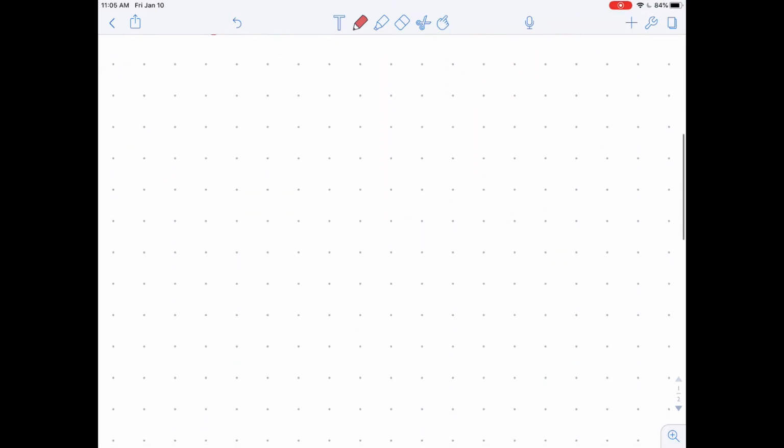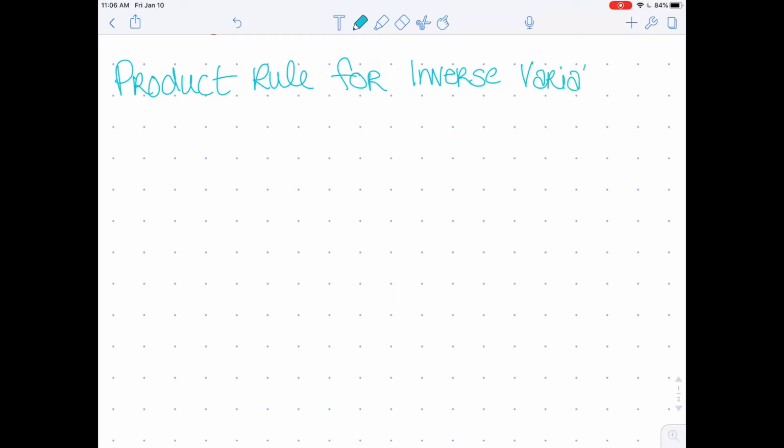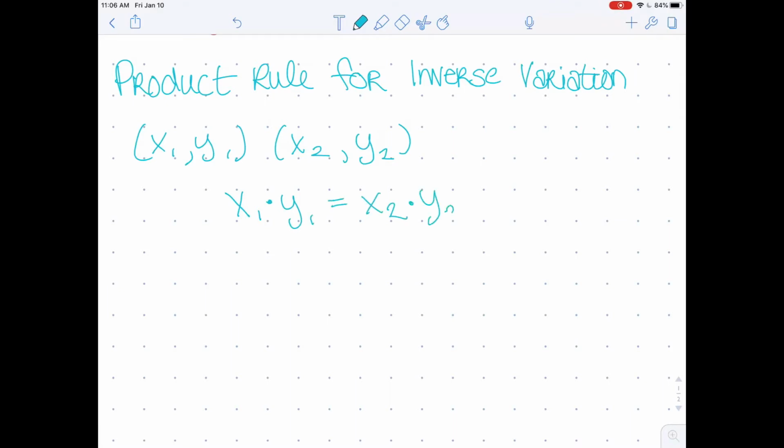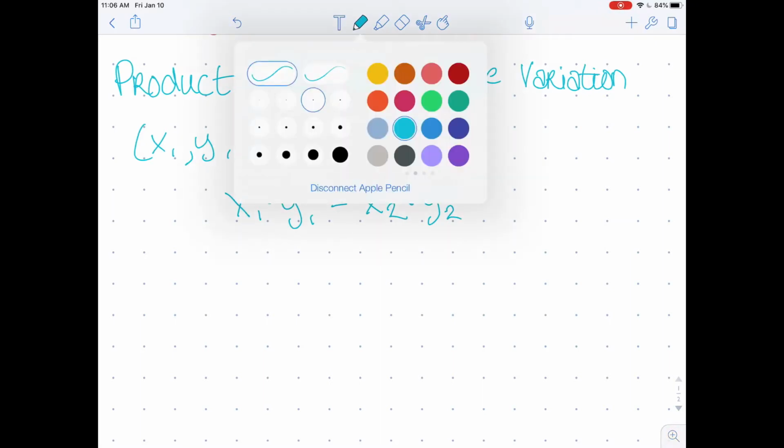Okay, so let's talk about the product rule really quick. The product rule for inverse variation says that if we have 2 points, x1, y1, and x2, y2, and it is an inverse variation, then x1 times y1 is equal to x2 times y2. So it's a quick way to test inverse variations.